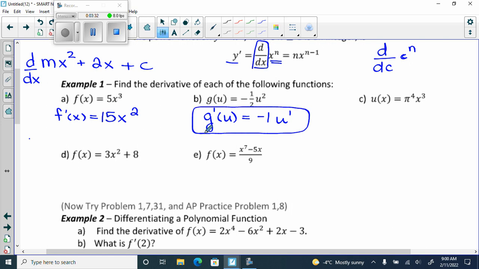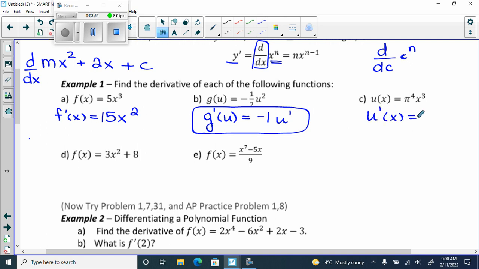Now, this one. We have u of x. So that tells me what my variable is: x. Is there anything else on there, like a p or a c? It's going to be a number. That can be any number, correct? So we're going to do u prime of x equals.